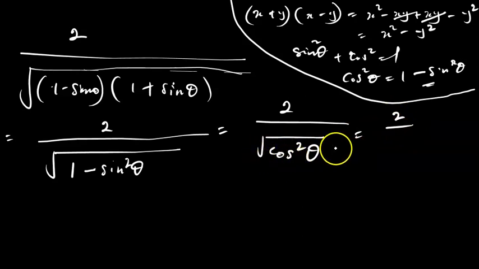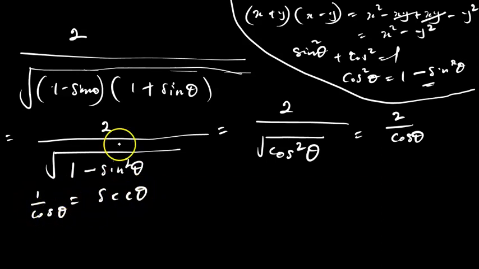The root of cos squared theta is cos theta. So this is 2 over cos theta. Now remember that 1 over cos theta is the same thing as sec theta. So finally, the whole of this expression could be written as 2 sec theta.